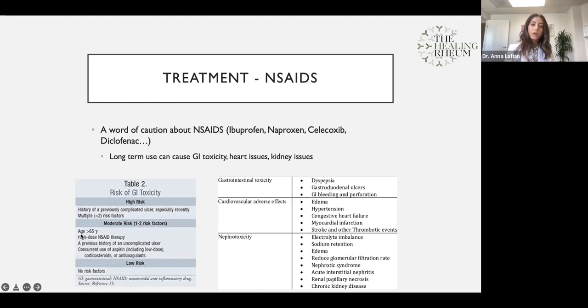Once in a while, taking NSAIDs is not going to do this, but this is for patients who are taking it repeatedly, day in and day out, and have risk factors or other comorbidities. So please talk to your doctor if you're doing that.